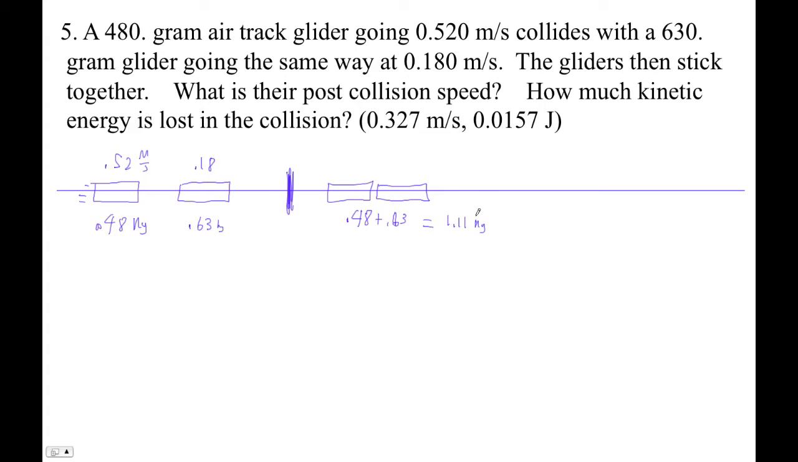These are big air track gliders, okay? And they are going at some velocity, right? So we've got to figure out that final velocity, okay? So what I'm going to do is say 0.48 times 0.52. And this is in the same direction, right? These guys are going in the same direction, so they're both positive, right? Plus 0.63 times 0.18 equals 1.11 times v. So let's solve that for the v. And we want to get this velocity exactly.